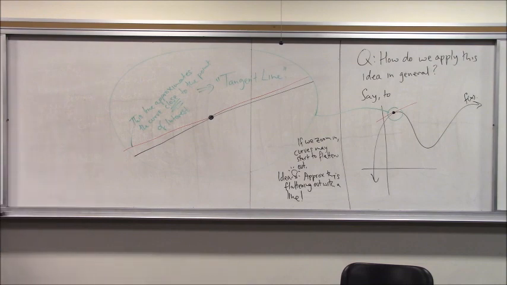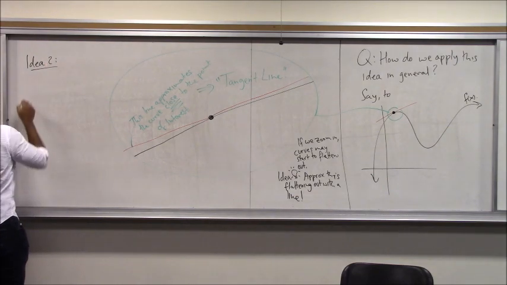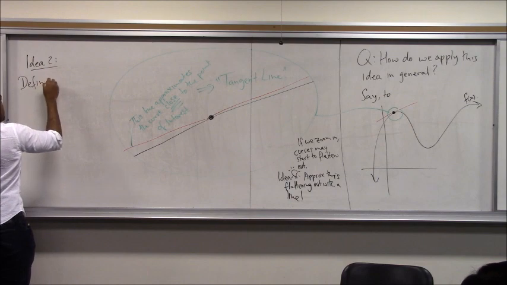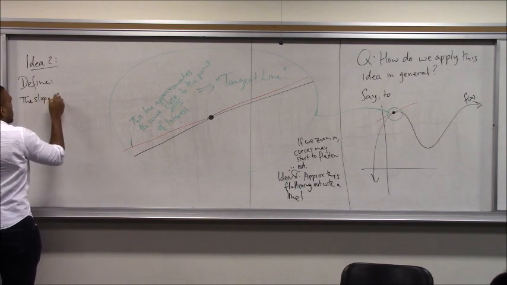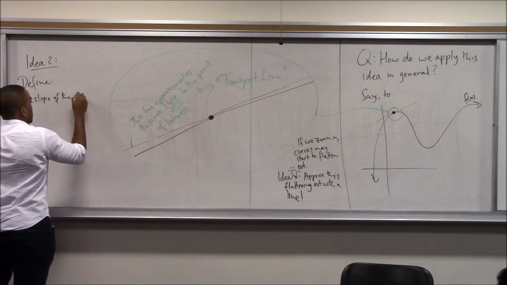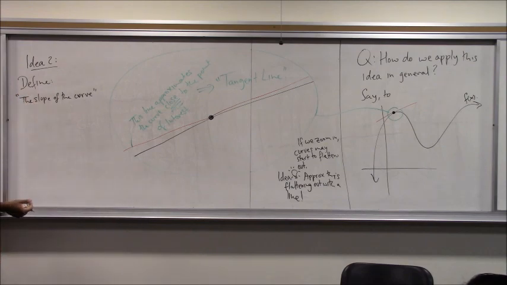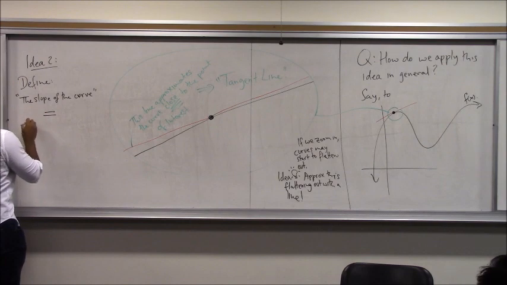And so now you get to idea 2. You make a new definition. We will define the slope of the curve, if there is such an idea, to be equal to the slope of this tangent.